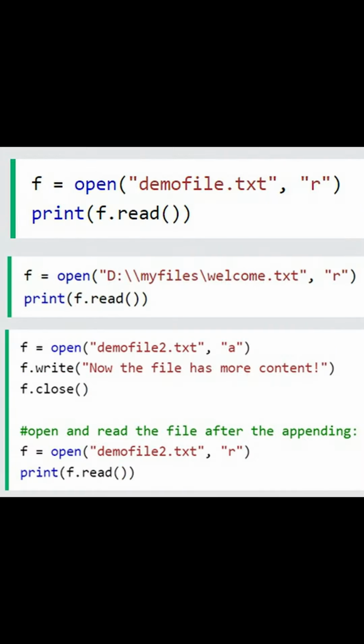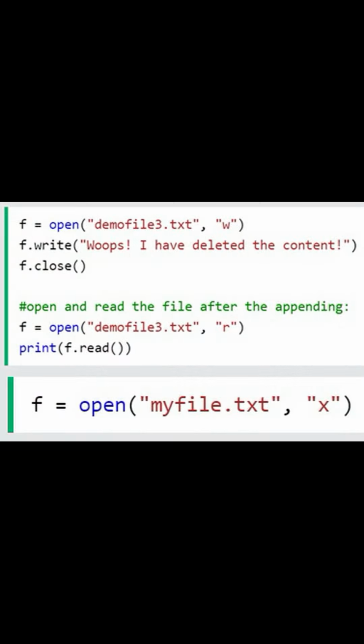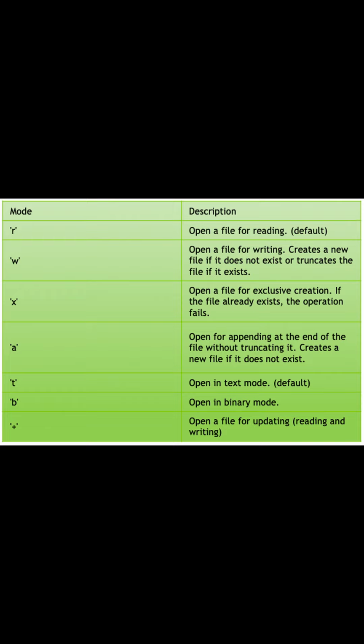There are four different modes for opening a file. Read mode represented by character R opens a file for reading. Append mode represented by character A opens a file for appending. Write mode represented by character W opens a file for writing, and create mode represented by character X to create a specified file. You can also specify if the file should be handled as a binary or a text mode using T for text and B for binary mode.